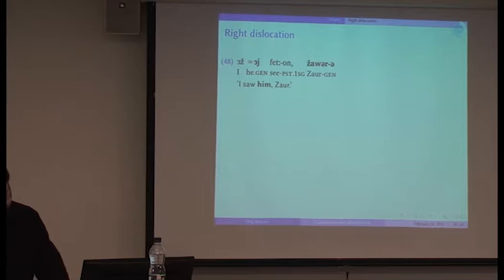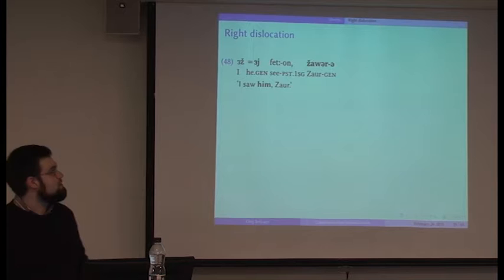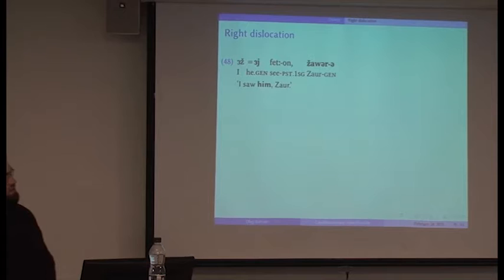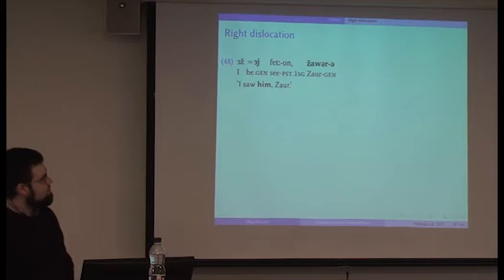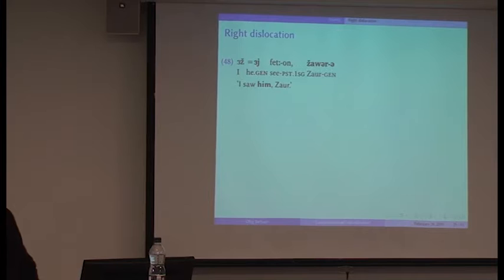Another test, a final test in this part of the talk, is right dislocation. So Sadock has a productive right dislocation construction where a pronominal enclitic in the clause resumes an NP marked by the same corresponding case at the right edge of the clause. So for example, 48, I saw him, Zauer. So him is an enclitic and Zauer is a full noun phrase to the right of the main clause.